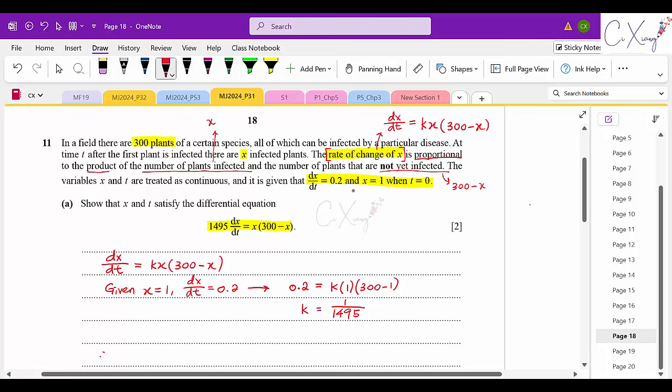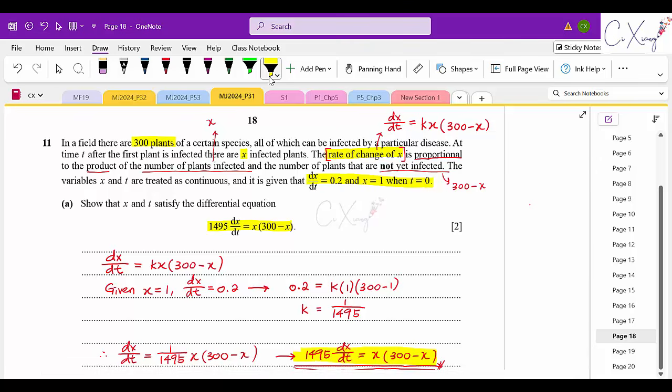Alright, and after that, if I rephrase my answer here, dx/dt is equal to k, where k is 1 over 1495, times x, then multiplied by 300 minus x. So I think the answer is very obvious. You bring the 1495 to the other side, and this is how you get what they want us to prove. Okay, right, so this is how we get it.